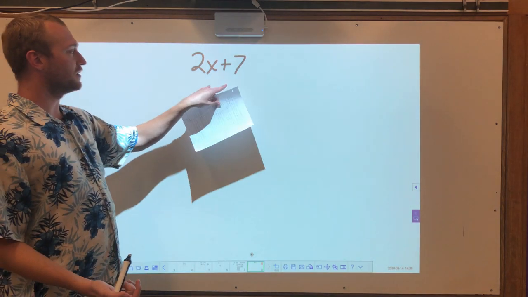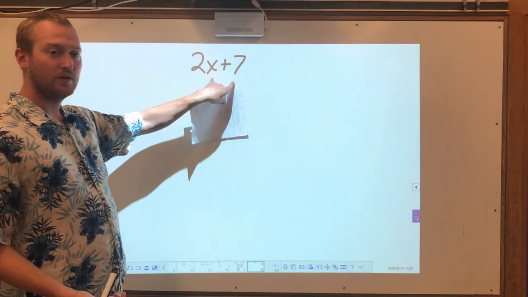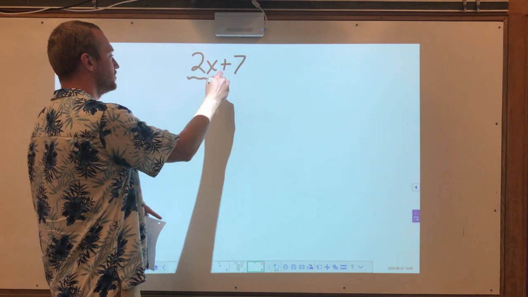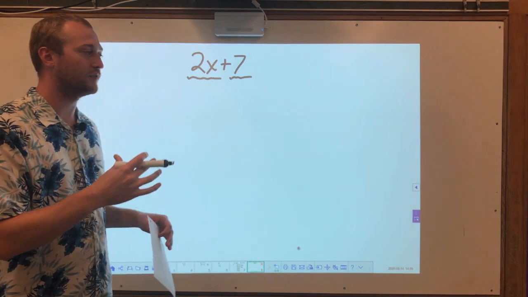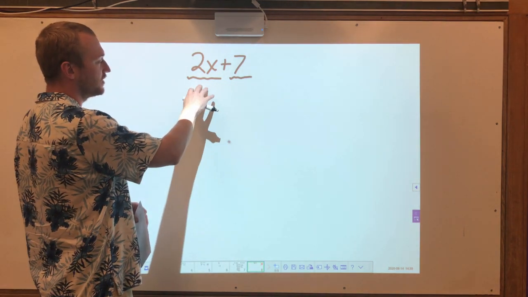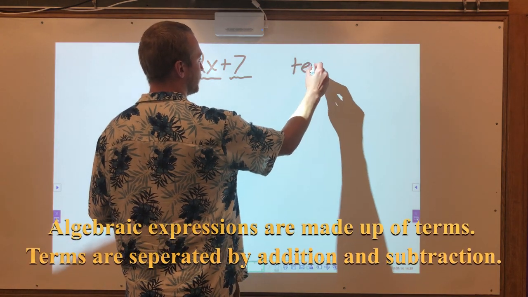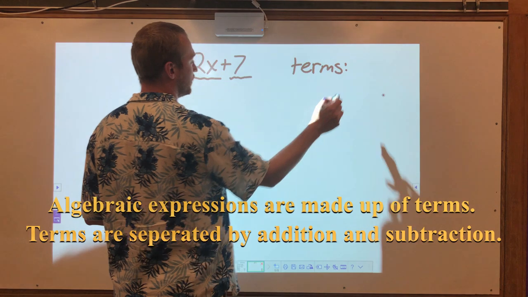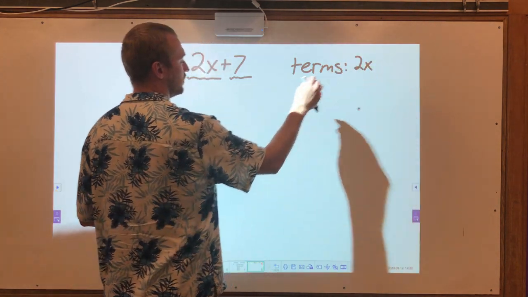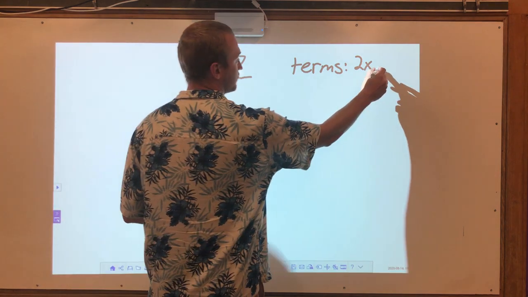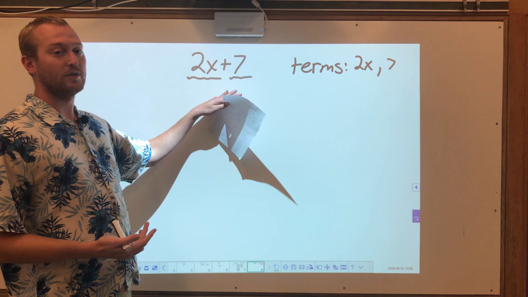Now there's actually a term for 2x and 7. We can break down these algebraic expressions a little bit further. We call these underlined parts terms. So the terms for this algebraic expression would be 2x and 7. Those are the 2 terms that make up this algebraic expression.